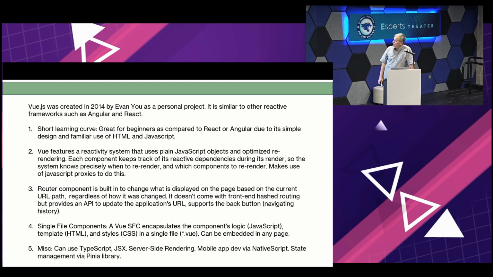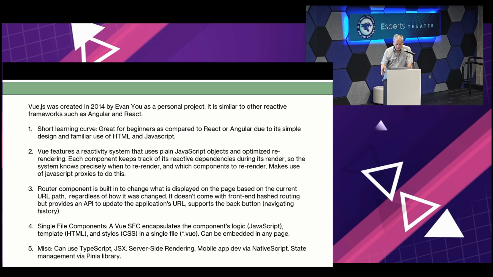Number two, Vue features a reactivity system that uses plain JavaScript objects. It's optimized. Each component tracks its reactive dependencies during rendering, so the system knows when to re-render. It makes use of JavaScript proxies to keep track of the state of the objects. I'm going to get into a little bit of code later. You can kind of see it.